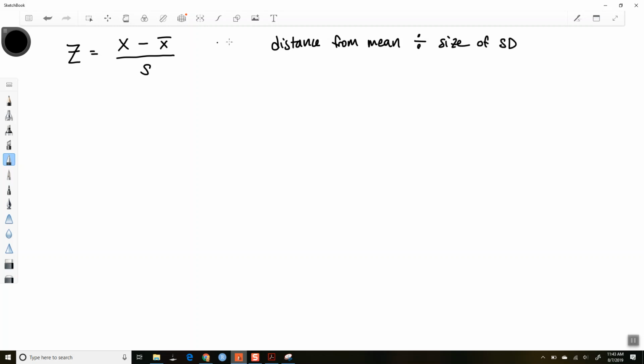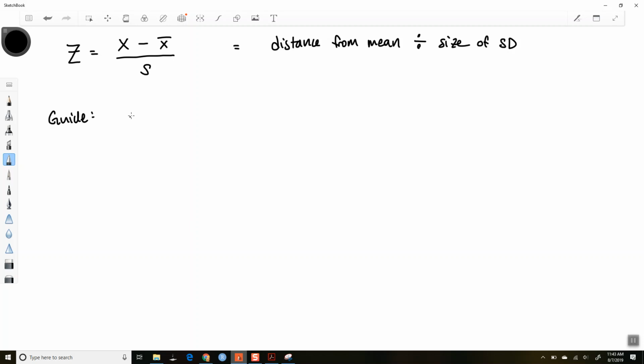So the formula for the z-score is x minus the mean, x bar, divided by the standard deviation. It's the distance from the mean divided by the size of the standard deviation. Okay, and this will be what we have.